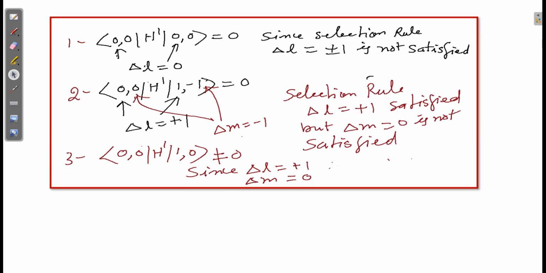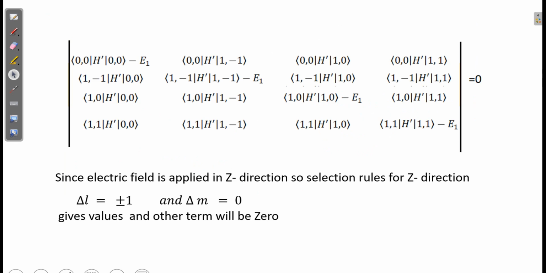In this case, 0 1, the difference is 1. Delta M is 0 0, so delta M is equal to 0 and the condition is satisfied. Delta L is equal to plus 1, delta M is equal to 0, so this term is not 0, this term has some value. In this way only this term and this term have values, but all other terms will be 0. Any term can be checked.